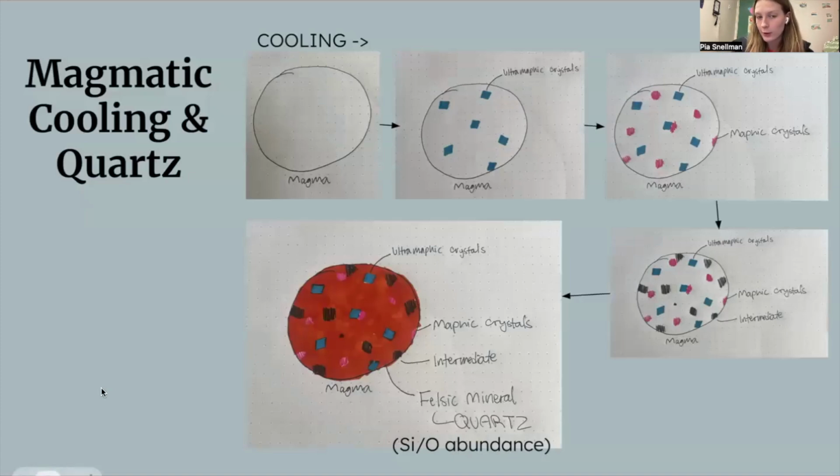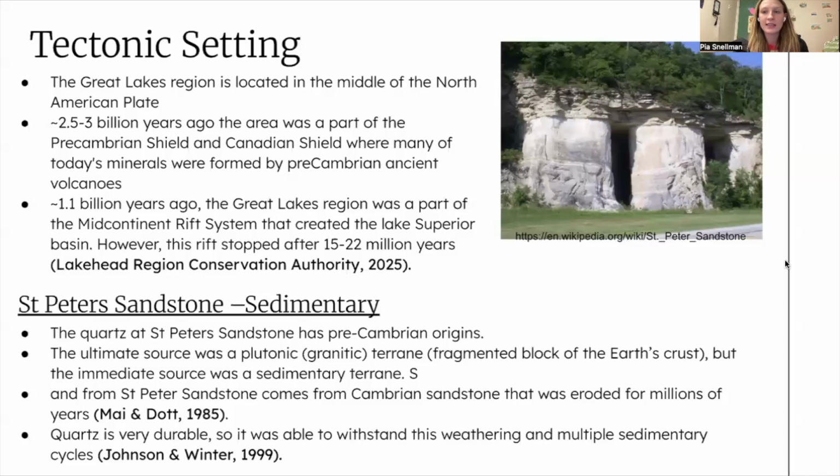So this is an example of this. I drew out a diagram. If this first picture is magma that is slowly cooling, first the ultramafic crystals will cool down, then more mafic crystals, intermediate, and finally felsic minerals. And quartz is the last to crystallize in this context because of Bowen's reaction series, but also because silicon and oxygen are incredibly abundant in the Earth's crust, and it ends up filling up the rest of the magma chamber or wherever this magma is cooling.